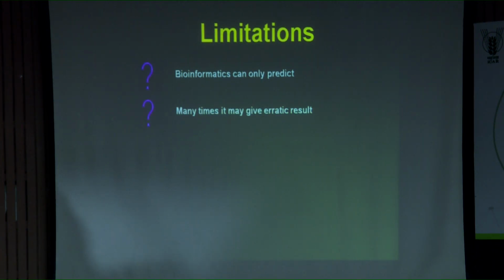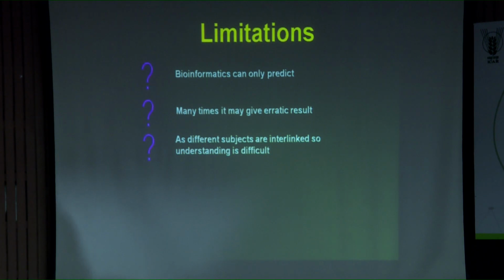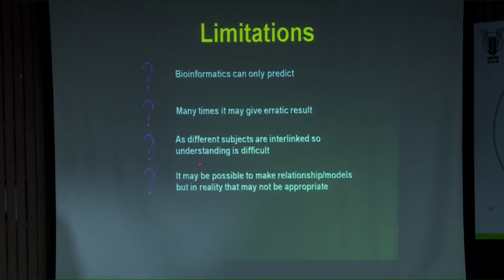Next. So, there are limitations of bioinformatics, because bioinformatics can only predict; it is not always 100% correct. Many times it gives erratic results. As different subjects are interlinked with each other, understanding is very difficult, and it may be possible to make relationships or models, but in reality they may not be correct.